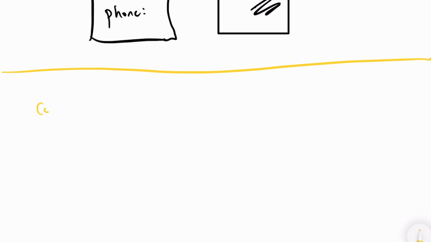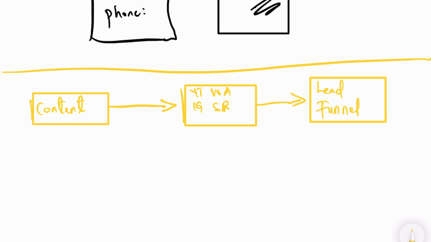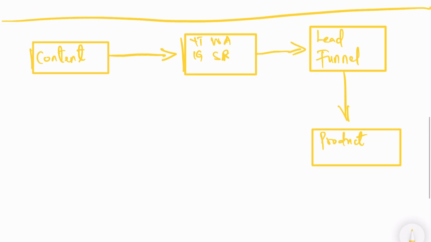We create our content, which I've showed you how to do. We send them to our distribution channels, which is YouTube video, IG, WhatsApp, Snapchat, okay? And then from our Snapchat, we send them to, guess where we're sending them to now? Say it with me in the comment section. Our lead funnel, okay? We send them straight to our lead funnel. And then from our lead funnel, send them back now to where? Our product.